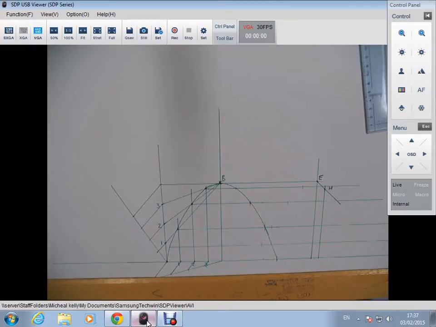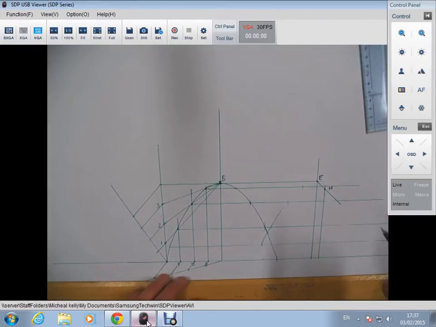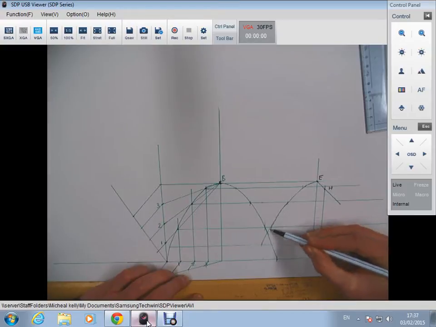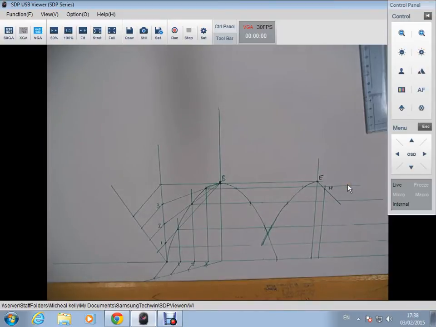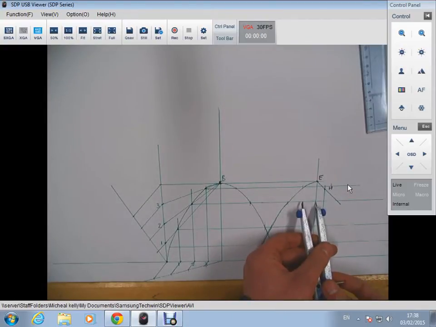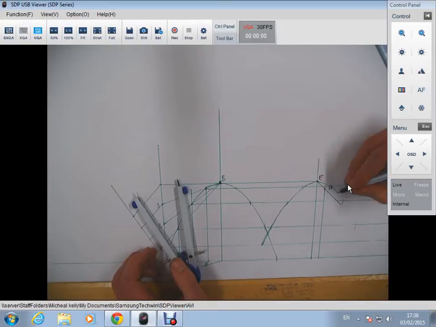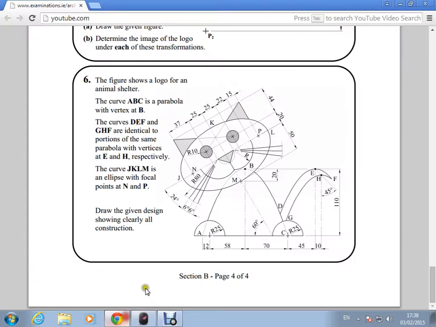So again, I'm going to join up each of these points lightly. Okay, getting into a comfortable position, a continuous curve through each of these points. That gives me the shape of that part of the parabola. The same on the opposite side. Let's get a third point to get an accurate curve. So that gives me the top section of this ellipse here.